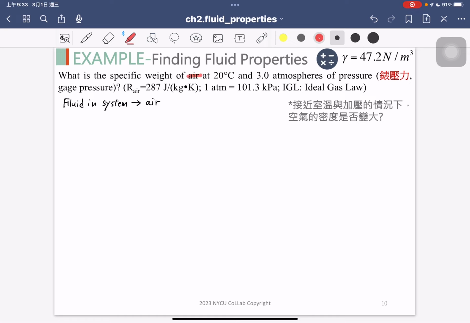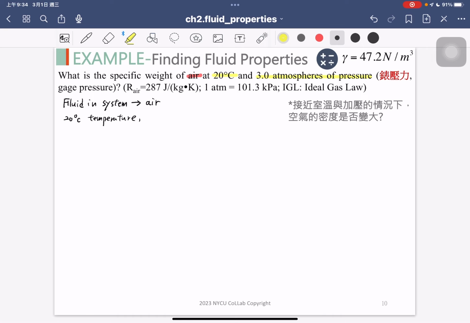And what are the state, the conditions? We know the condition is at 20 degrees. So we have the 20 degree temperature. And what's the pressure we have? The question tells us this is 3 atmosphere pressure.